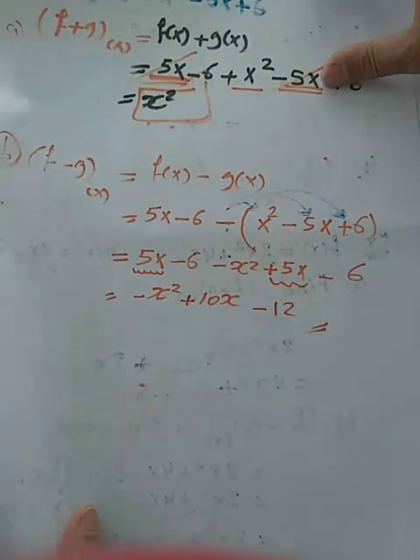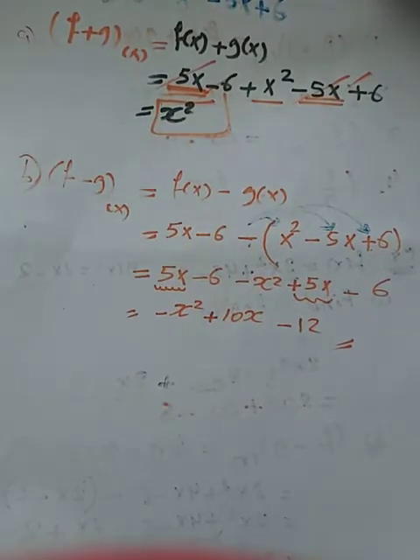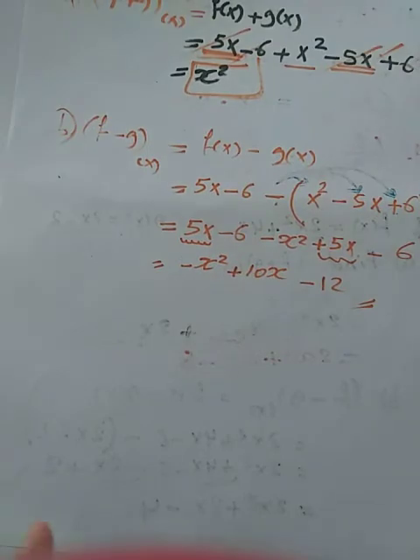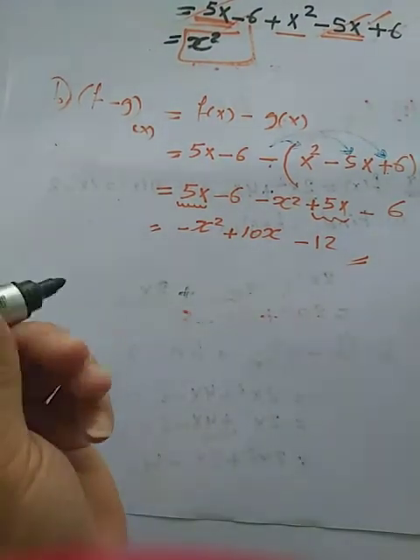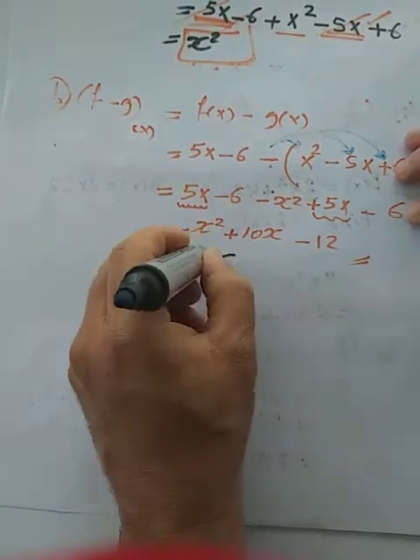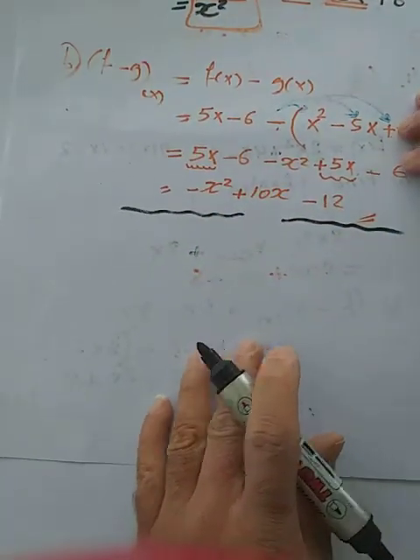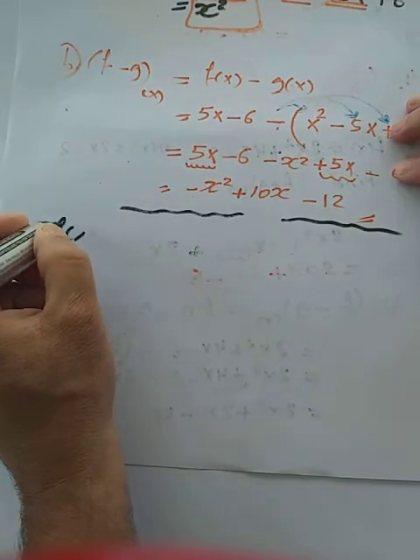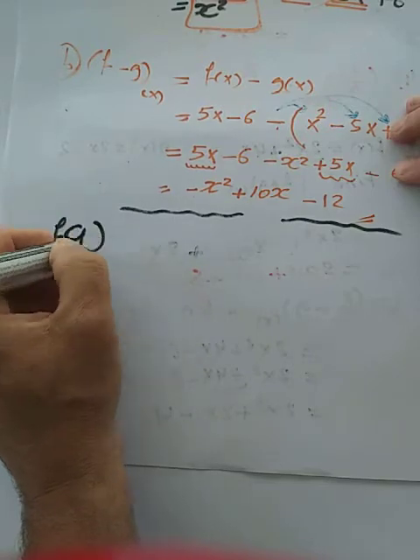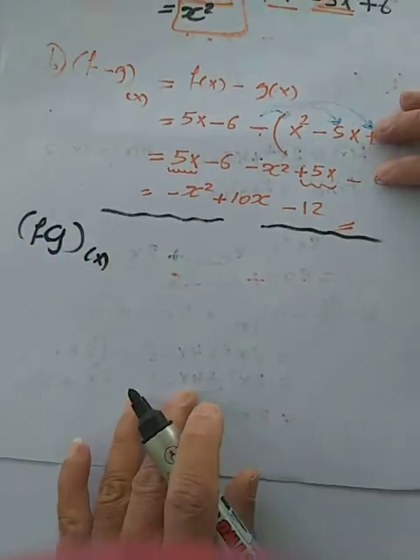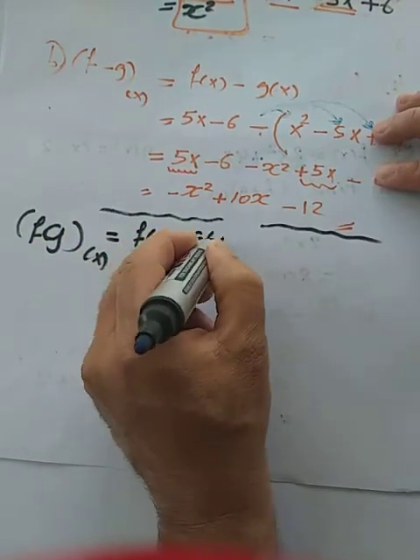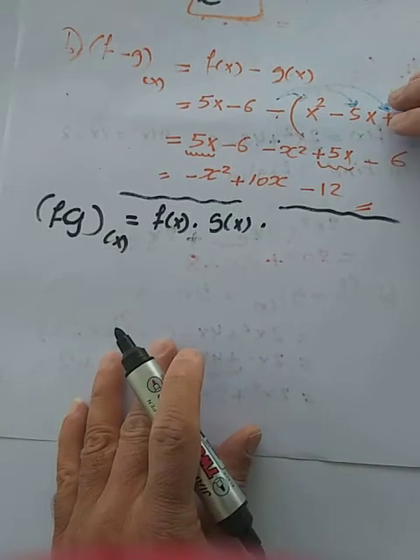This is the answer. Okay, now this is addition and subtraction. Now, third one, multiplication. Example: multiplication of f of x and g of x. This one equal to f of x times g of x. Yes, example.